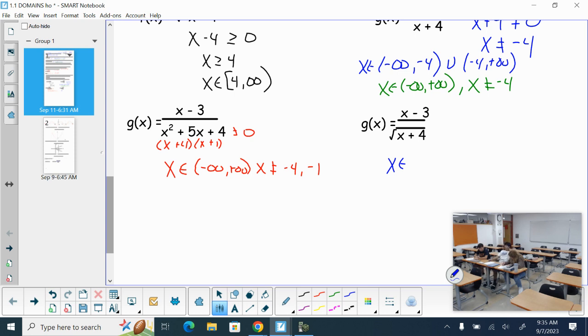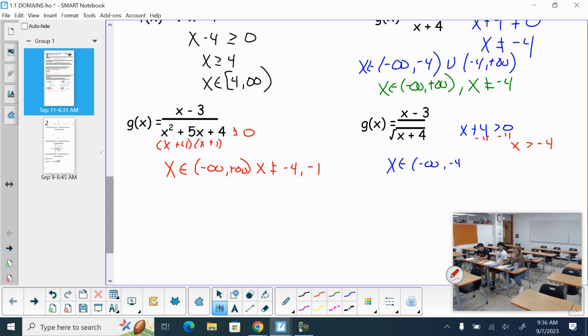X is a number of negative infinity, negative 4, because this x plus 4 has to be greater than the value 0, correct? So we can subtract 4. So if we subtract 4, what's our solution? X is greater than negative 4.